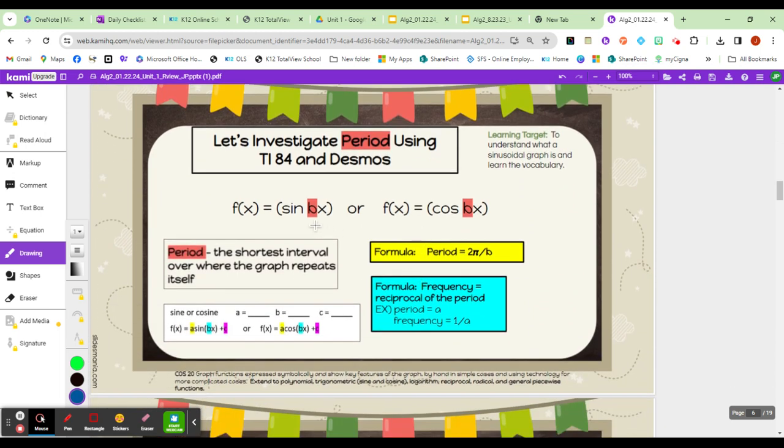The B value is going to affect your period because we have this formula: the period is equal to 2π divided by B. B is always the number in front of your x. That's also considered the coefficient. And then I have the formula for the frequency. It's the reciprocal of your period. So if the period is A, then the frequency is 1 over A.